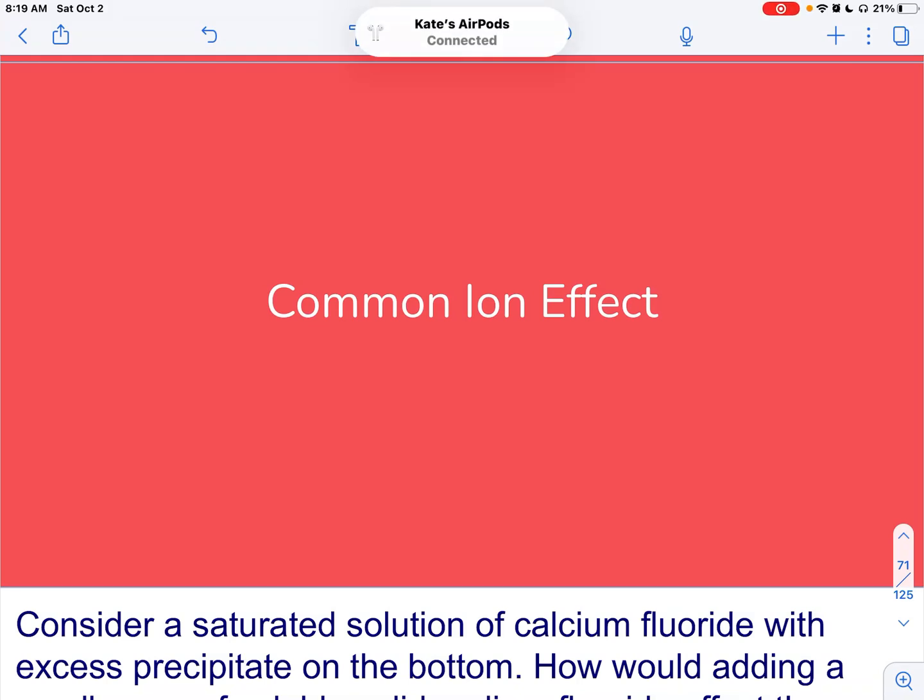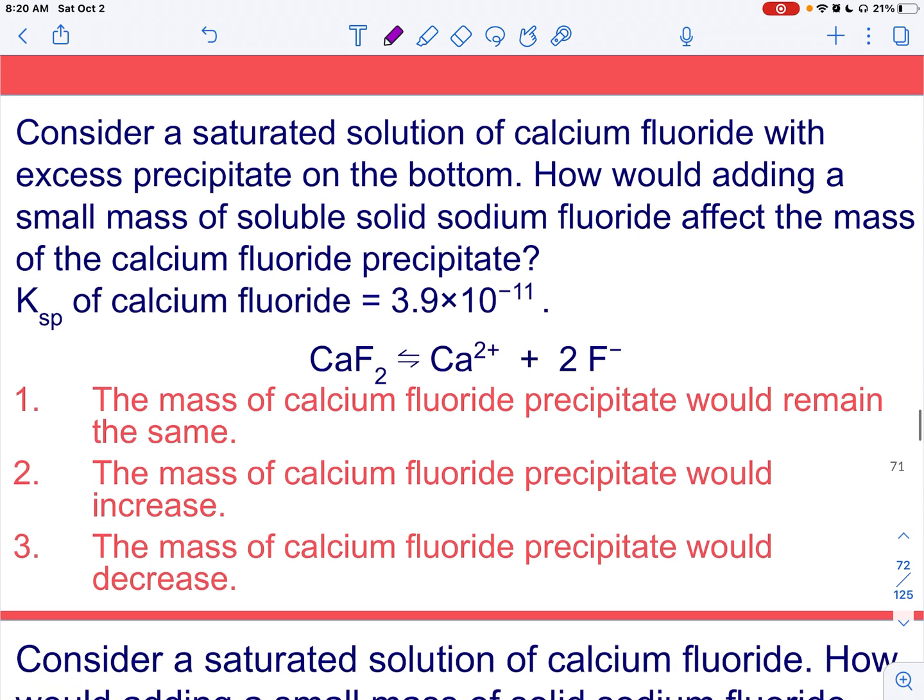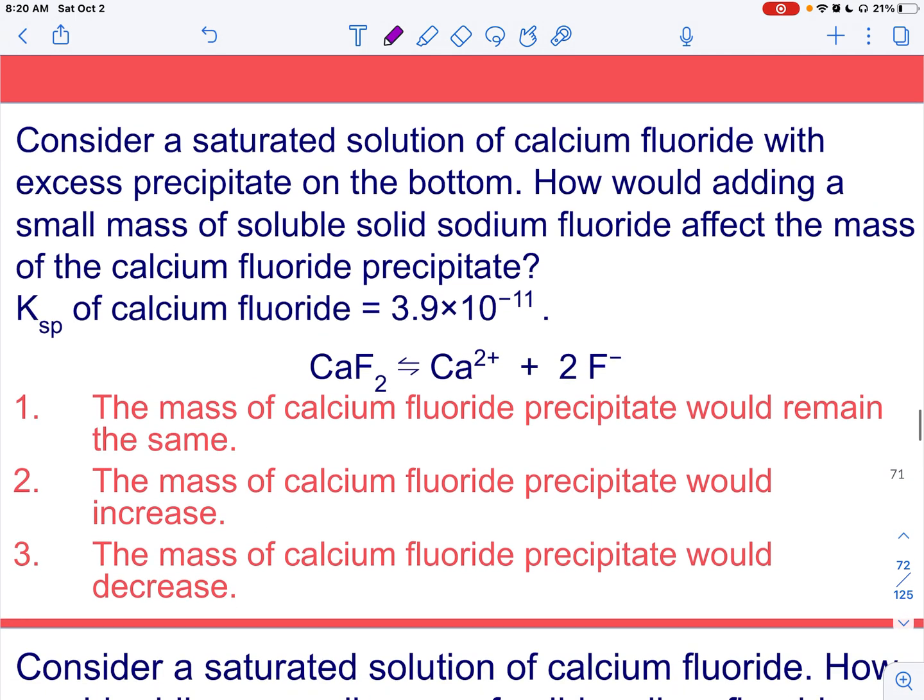So in this video, we're going to talk about the common ion effect. It is related to KSP. Okay, so it's that third type of question that we mentioned in the last video. And it just kind of throws a wrench into the KSP situation. So let's start talking about it here.